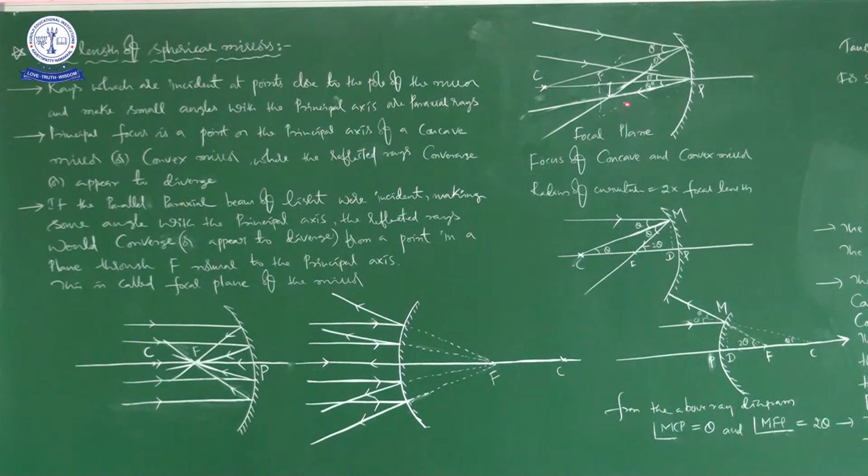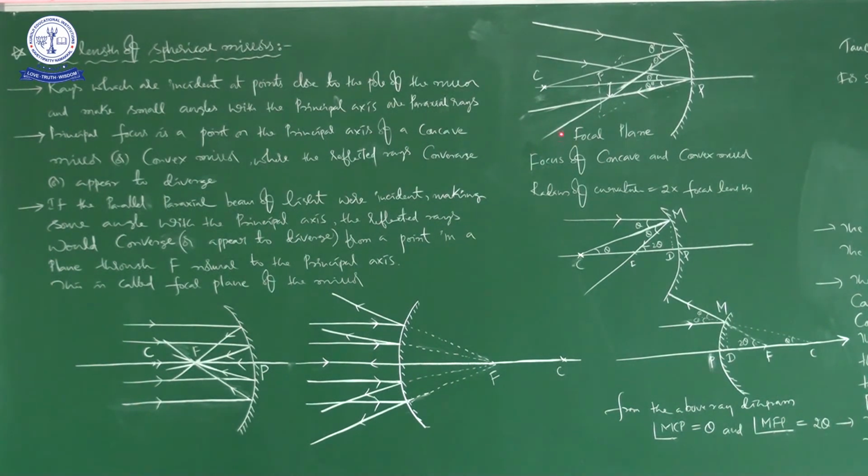So this is the focus. So which is the focal plane? It is the center of curvature. I already told you. It is the pole. So this diagram is showing focal plane, which is perpendicular to the principal axis, normal to the principal axis.